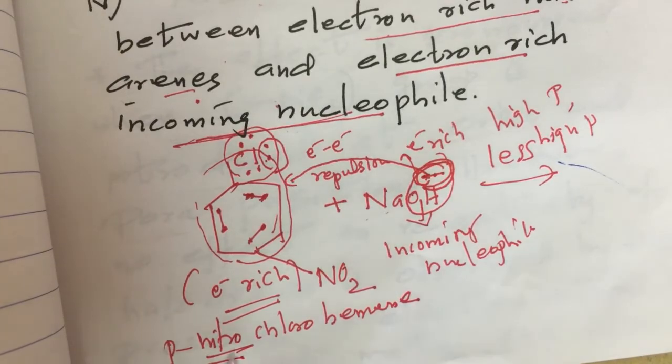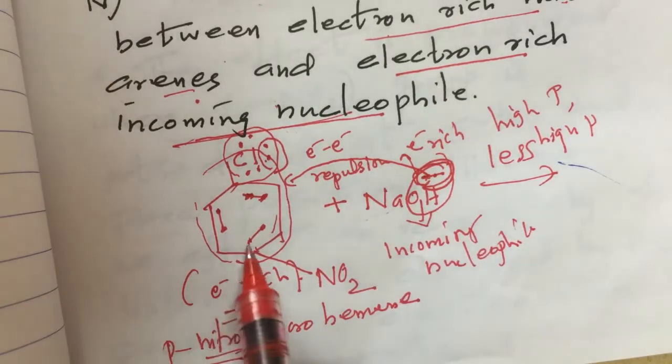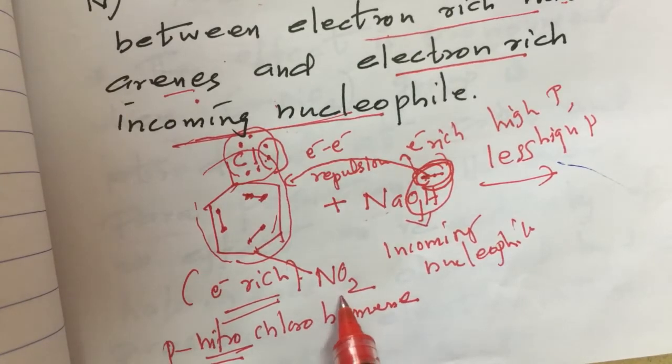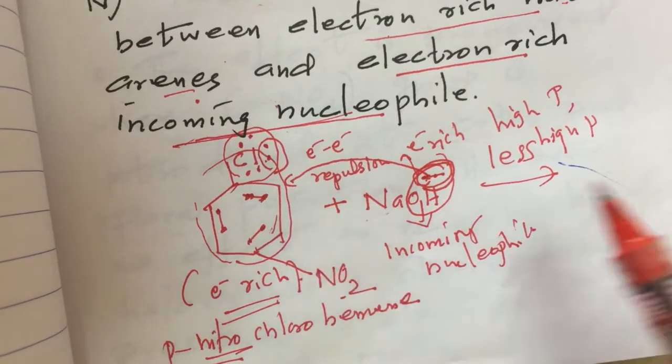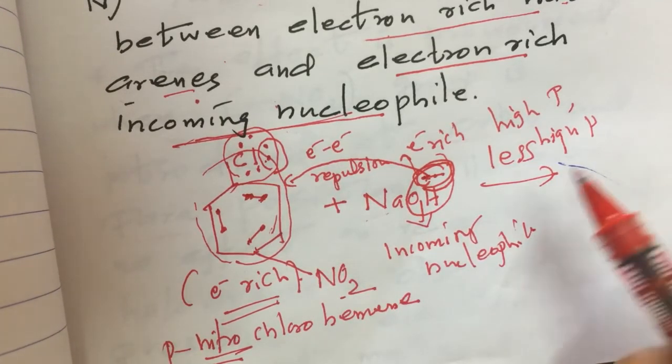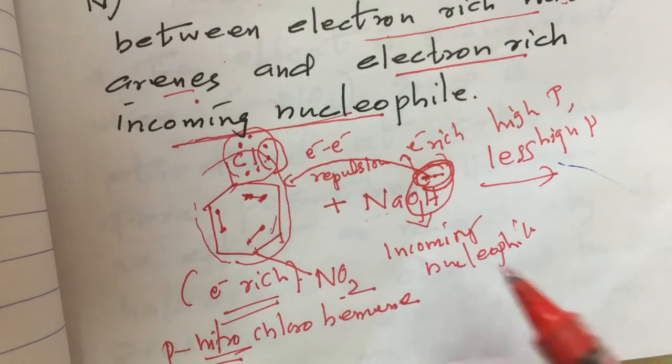Here the nitro group is called an electron withdrawing group. It withdraws electrons from benzene, and this group will increase the reactivity of haloarenes towards nucleophilic substitution reaction. So the presence of the NO2 group will increase the reactivity of haloarenes. More detail I will tell you now.